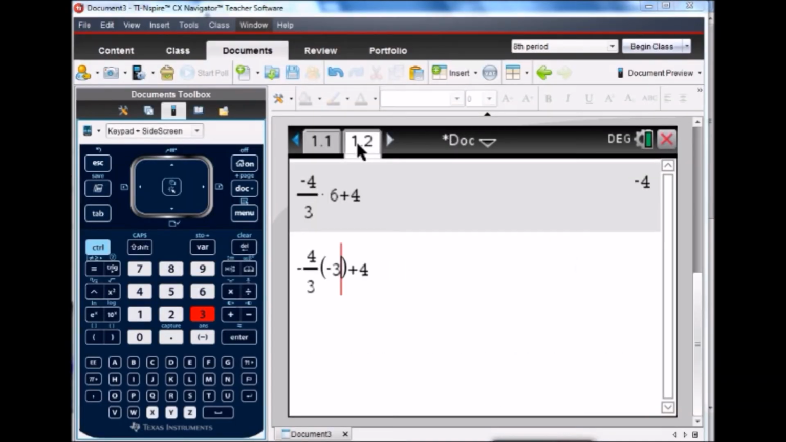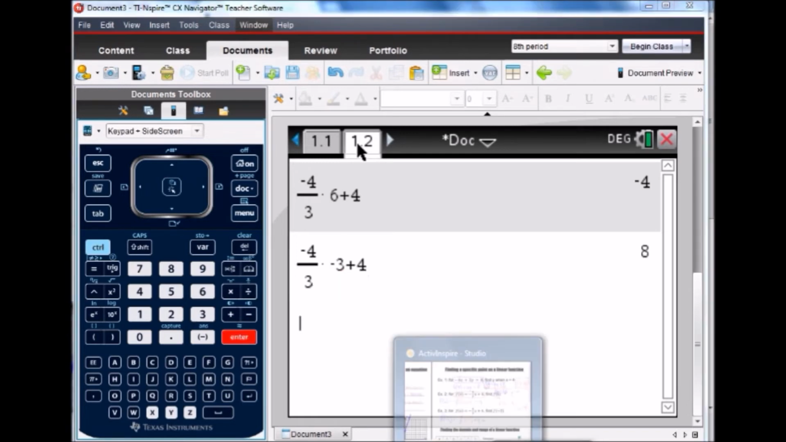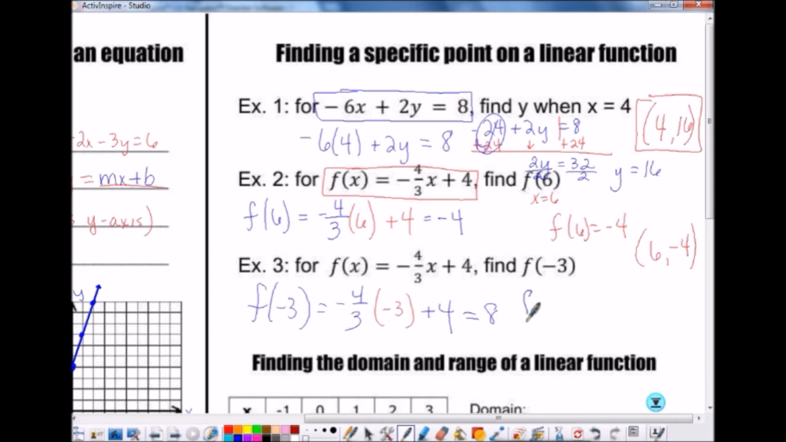So there's two ways of looking at this. So the first thing I did was I replaced the letter x with negative 3, typed it in my calculator, and my answer would be positive 8. So f of negative 3 is supposed to give me 8. So remember, what does that mean? It means this is an actual point. The actual point is (negative 3, 8).